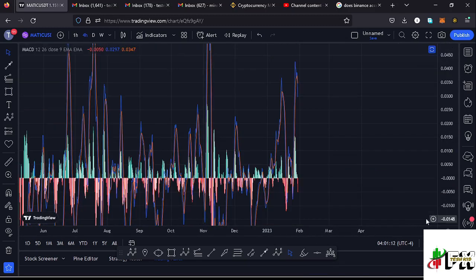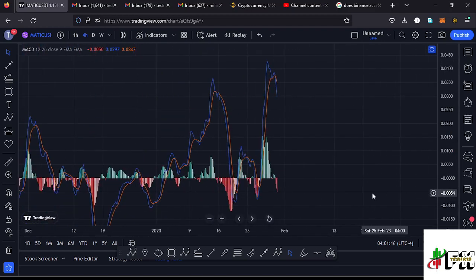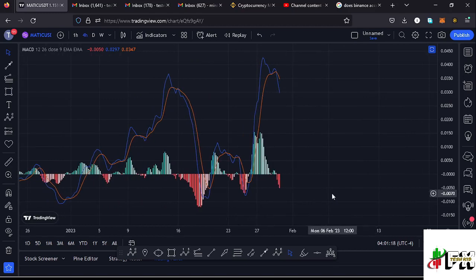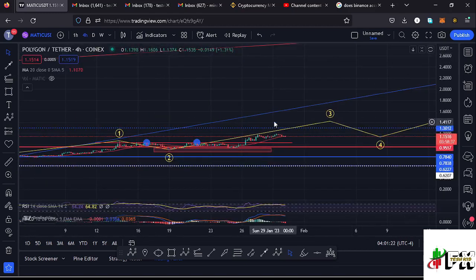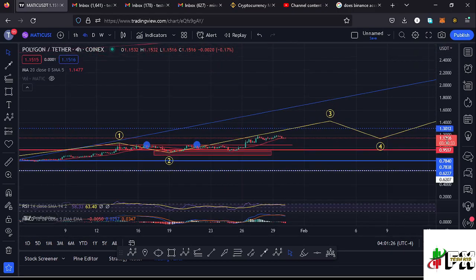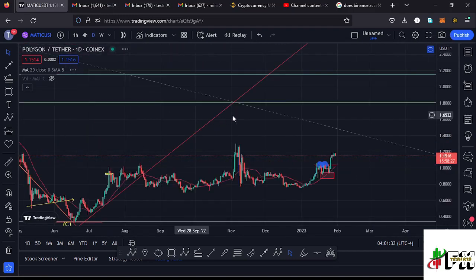Also taking a look at the MACD, we have been able to print a bearish cross, and we are seeing a bit of an increase in the selling momentum, and that does not fully support the formation of that larger Elliott wave count 3, and that would mean we might see a bit of a short-term bearish movement here on the charts before we continue pushing even higher in the formation of that larger Elliott wave count 3.